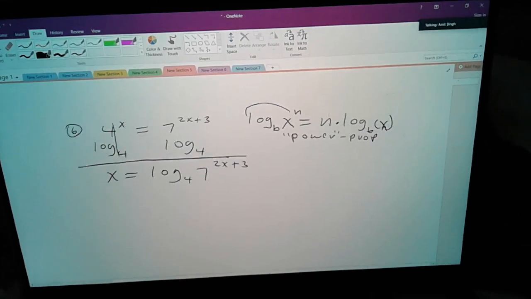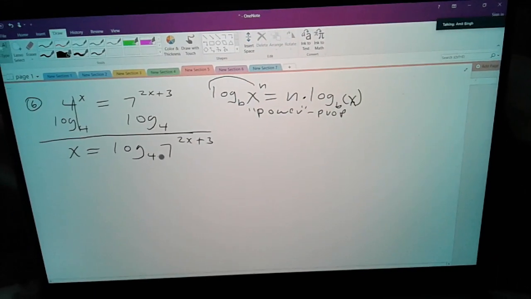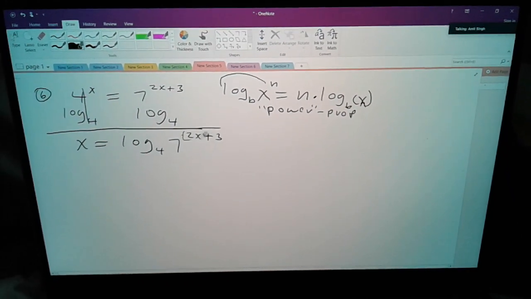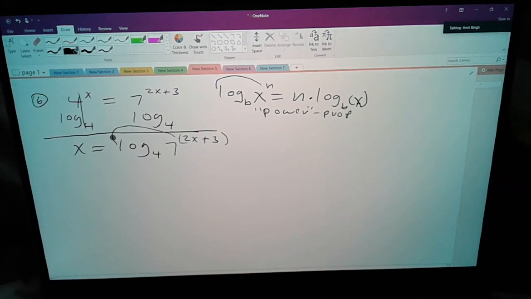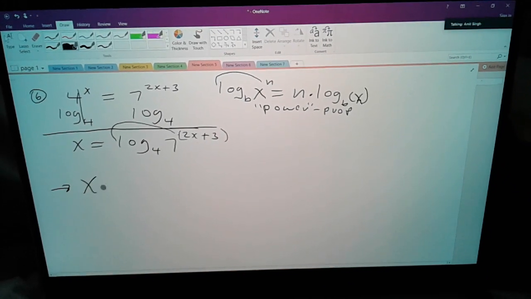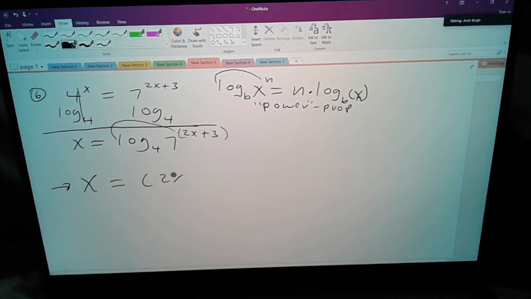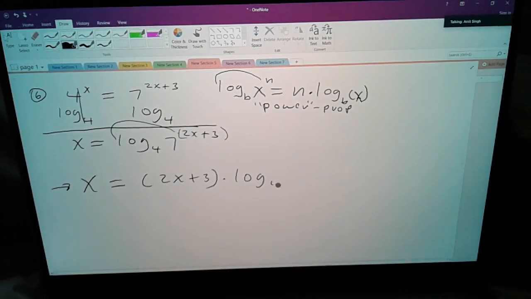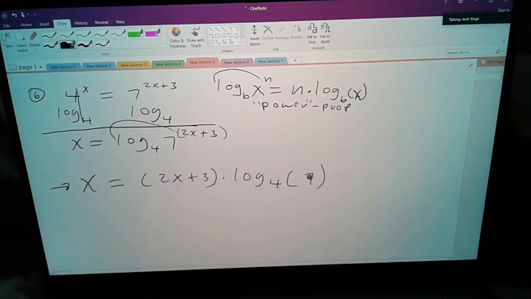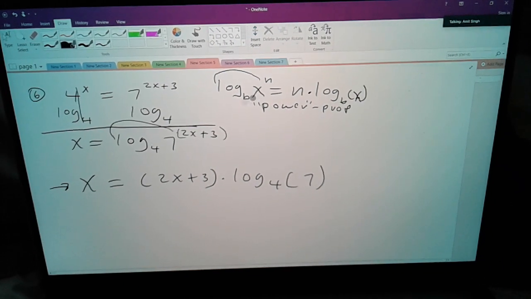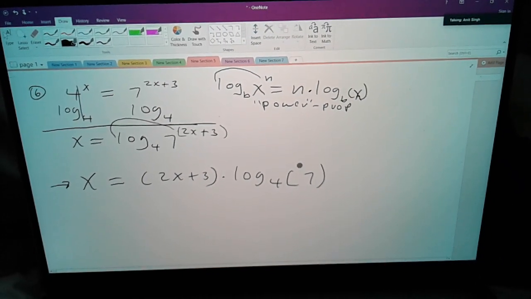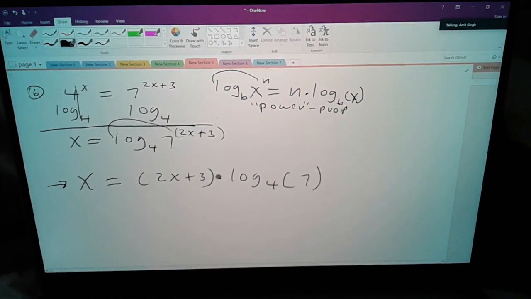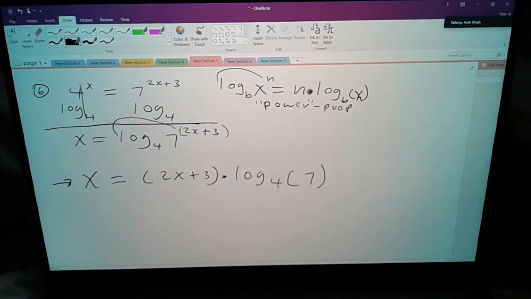That's exactly what I'm going to do with this. I have log base 4 of 7 to the 2x plus 3, so I'm going to bring this whole entire thing in front of the logarithm. So I got x is equal to 2x plus 3 times log base 4 of 7. Here my x is my argument, here 7 is my argument, so this has to be multiplied by the logarithm. This is a times here.